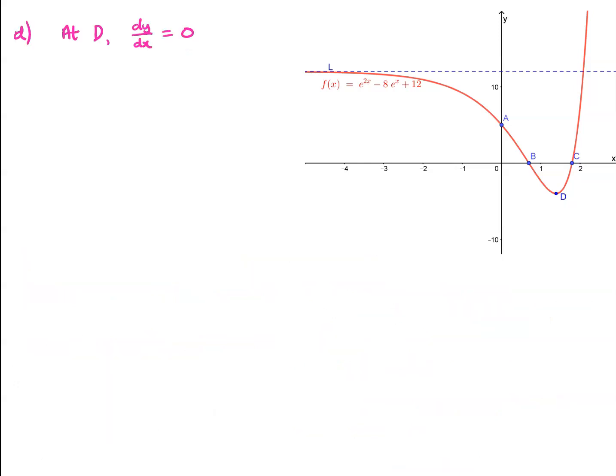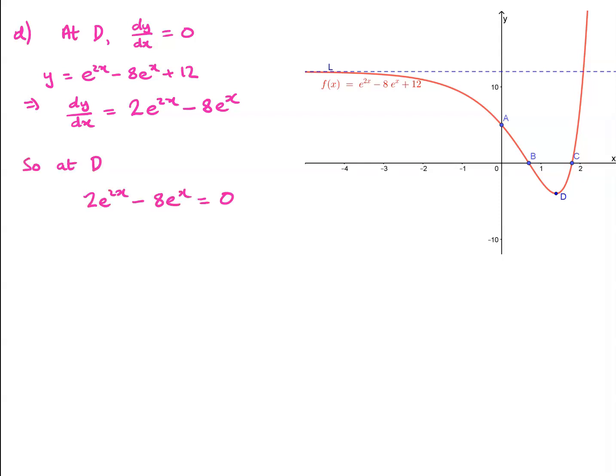For part D, we want to find the minimum point, and the minimum point is going to be where dy by dx equals 0. We know that y is e to the 2x minus 8e to the x plus 12. We know the gradient of e to the 2x is 2e to the 2x. We know the gradient of e to the x is e to the x. So the gradient rule we've got is dy by dx is 2e to the 2x, take away 8e to the x. At the point D, we've got 2e to the 2x minus 8e to the x equals 0.